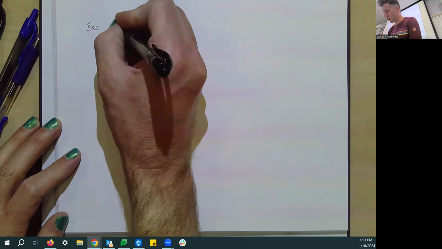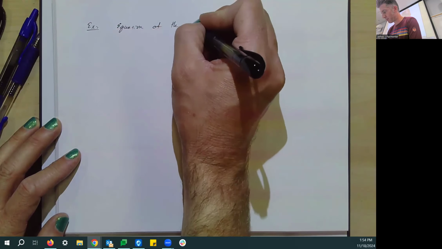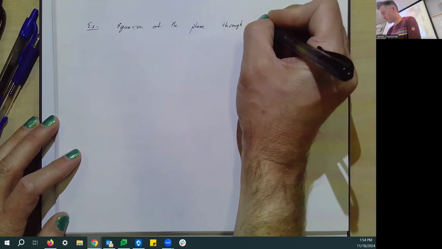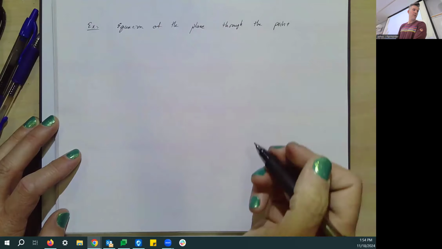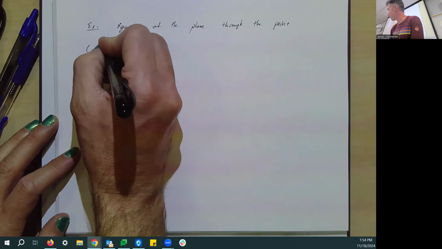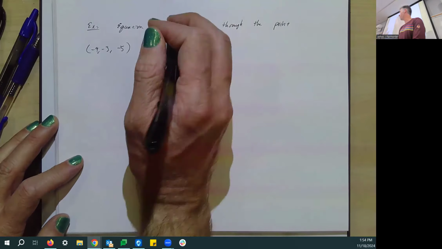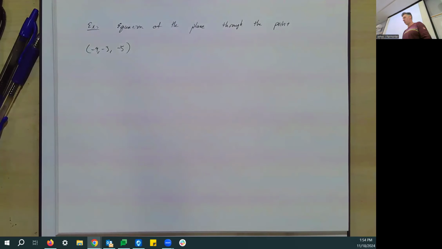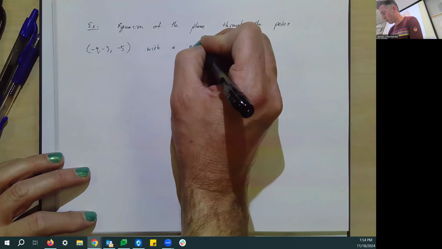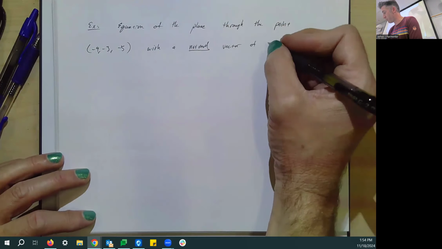But the equation of the plane through the point -9, -3, -5, which is perpendicular to the vector, or another more common way of saying that is with a normal vector of 2, -2, -5.